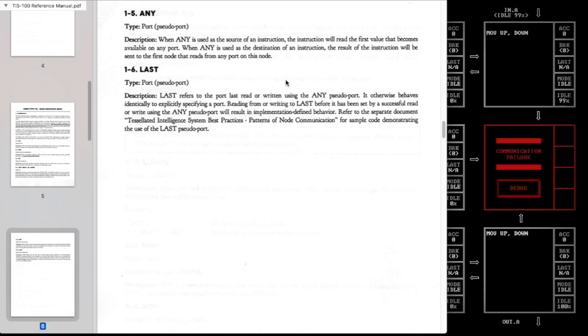Okay, last refers to the port last read or written using the any. Oh, okay. Read or written. Interesting. Okay, so you do know which one. With any, you could see who you got your info from, because before you send it out, you could just check last and send it to that one. Implementation defined behavior.